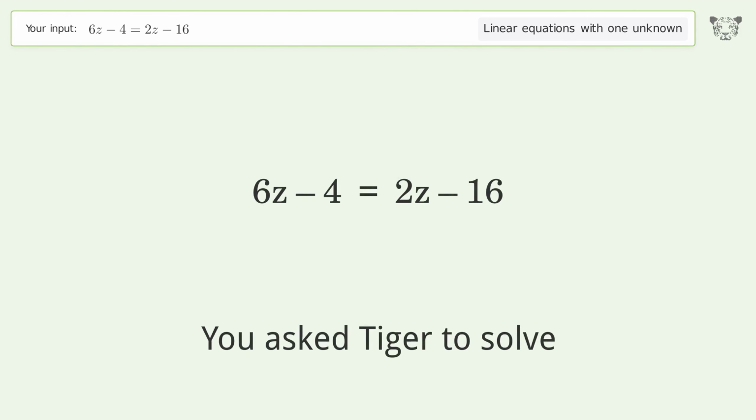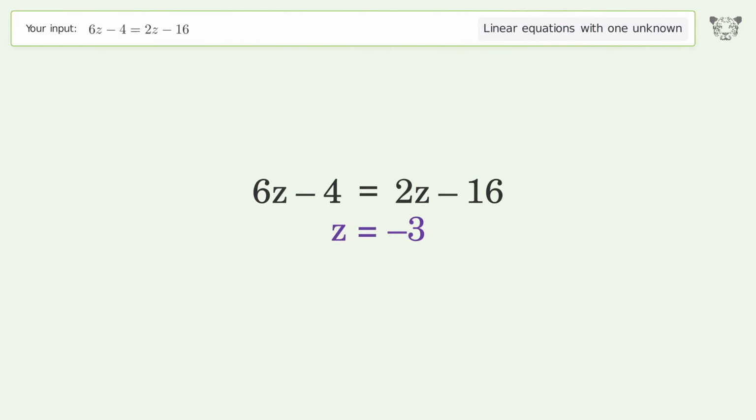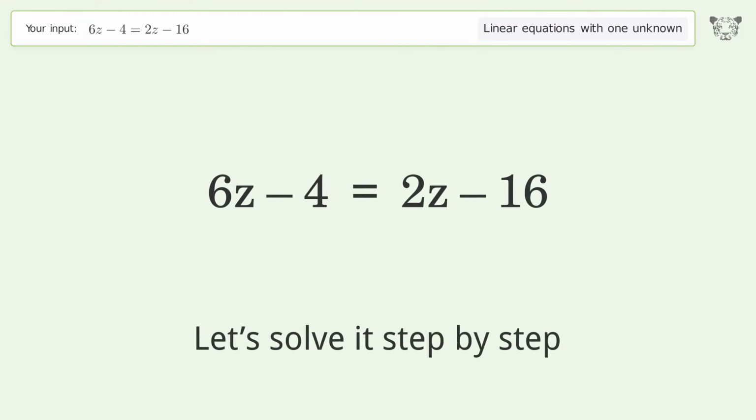You ask Tiger to solve. This deals with linear equations with one unknown. The final result is z equals -3. Let's solve it step by step.